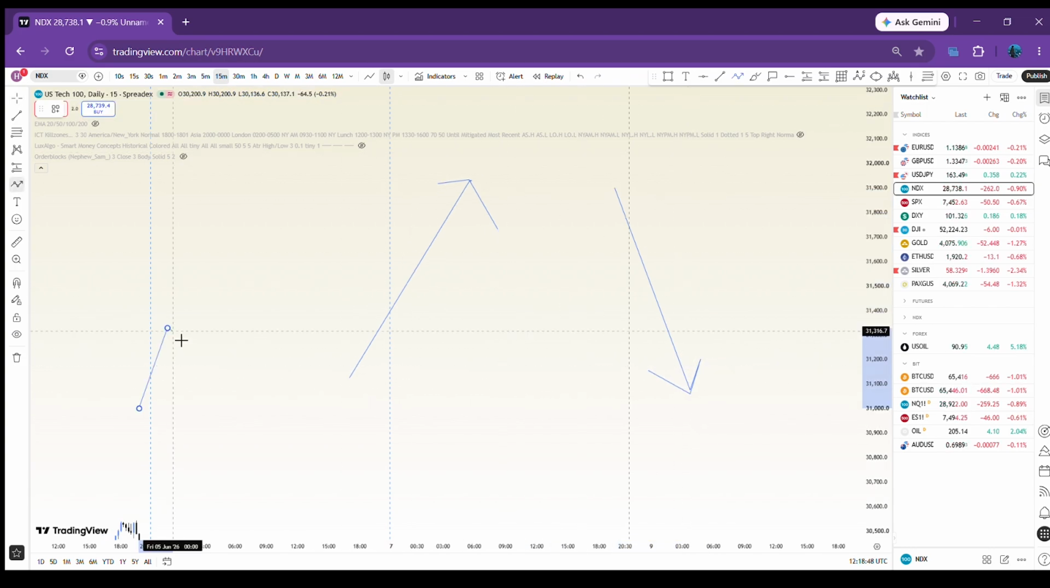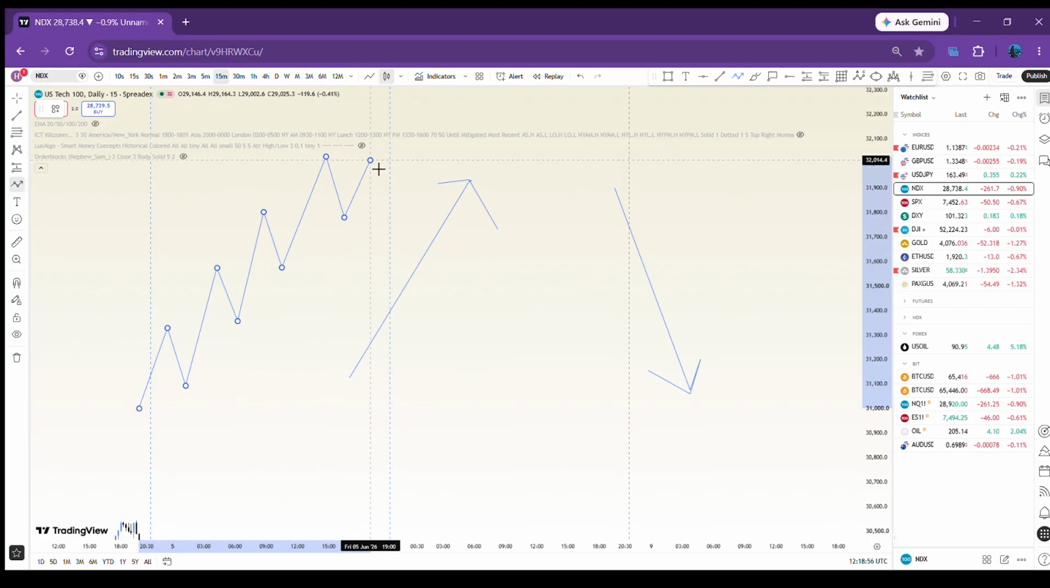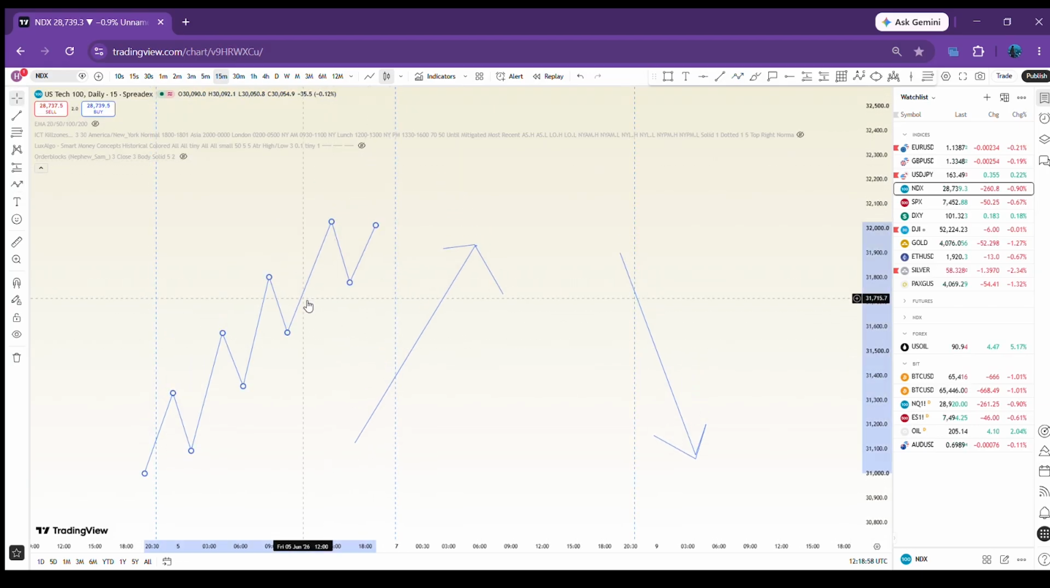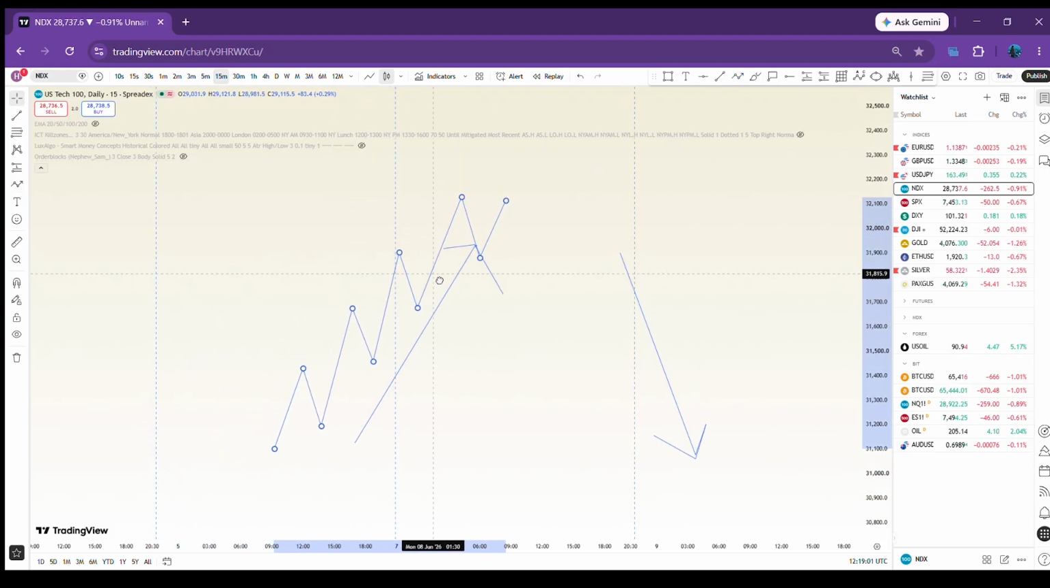Okay, higher high, higher low, higher high, higher low, and so on. This is how the market moves.